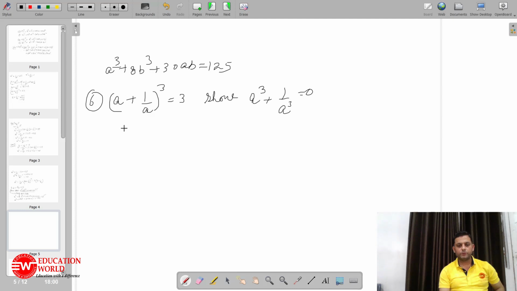So no need to open this one. You can do it directly. How can you do it? Here it is given square. Now from the square, don't open the square. We can find directly. It is given in one form, so it will be square root.